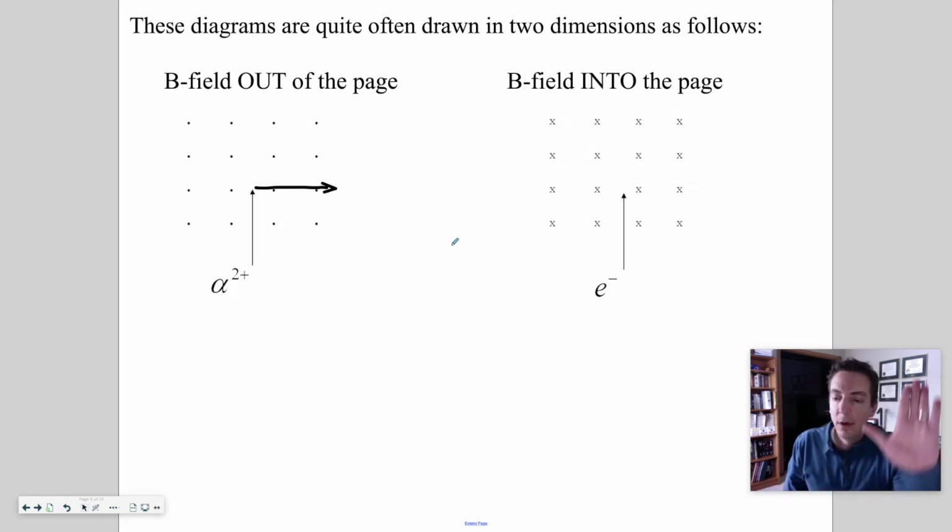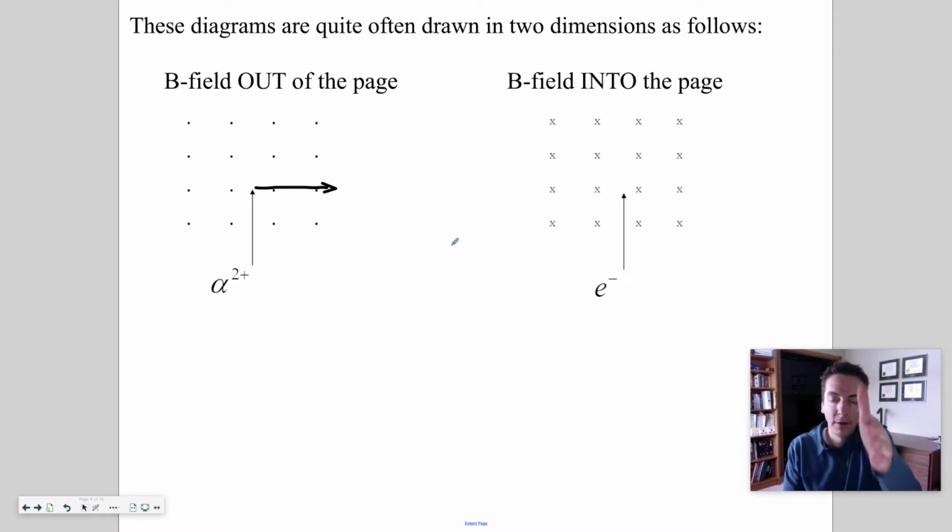For the last one, we switch to our left hand because it's an electron. It's got a negative charge, obviously, and so it's going towards the top of the screen. The magnetic field is now going into the screen or into the page because of the X's. So my thumb towards the top, because that's the direction of the velocity. My fingers into the screen, because that's the direction of the magnetic field.